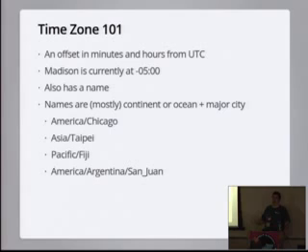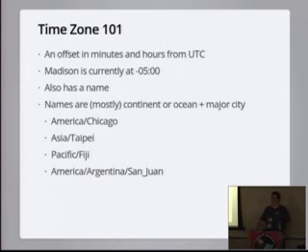So the zone we're in right now is called America/Chicago. America is the continent, and Chicago is the most populated city in the zone. I think that's still true. Another one might be Asia/Taipei. There's Asia/Shanghai, blah, blah, blah. Pacific/Fiji is an example of one that's using an ocean name, because not every city is on a continent.